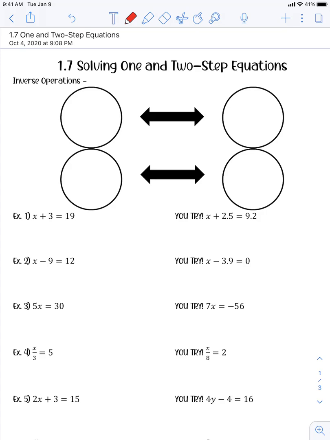Today we're going to be talking about 1 and 2 step equations. So first we need to learn about inverse operations. Okay? Inverse operations undo each other.